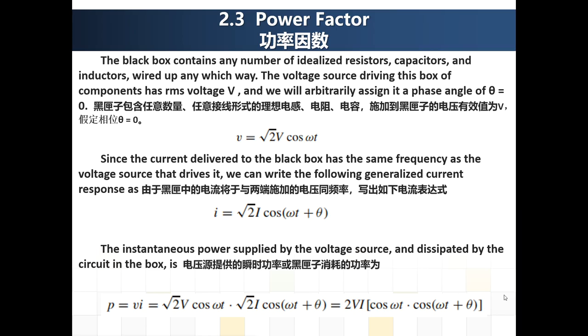Now, since the current delivered to the black box will have the same frequency as the voltage source, we can write I equal to square root 2 I multiply cosine(omega t plus theta). The instantaneous power supplied by the voltage source and dissipated by the circuit in the box is written as P equal to V multiply I, equal to square root 2 V cosine omega t multiply square root 2 I cosine(omega t plus theta).